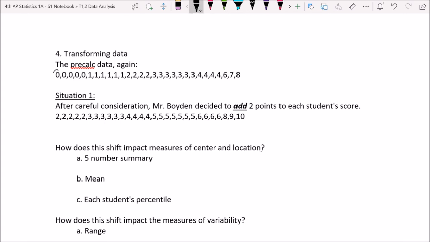The min before was 0, now it's up to 2. The max was 8, now it's up to 10, so that added 2. The median, I believe, was 2 before. It also increased by 2. So for the 5-number summary, we can add 2 to each of those numbers.